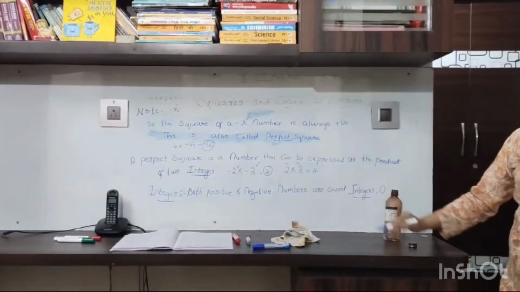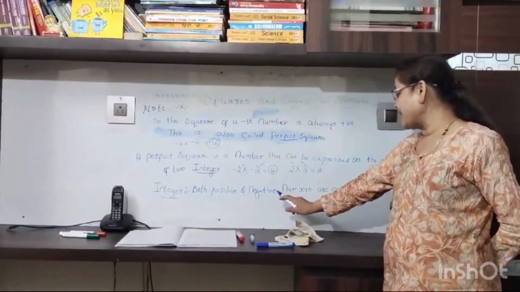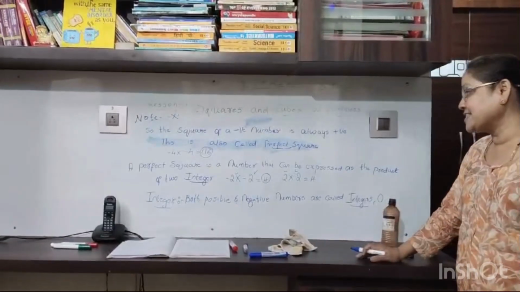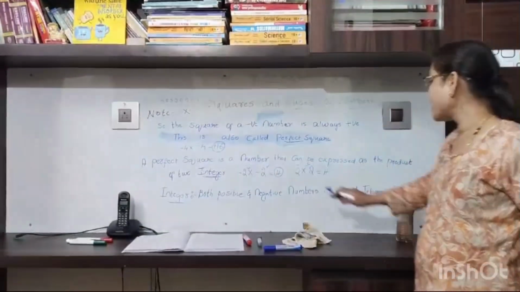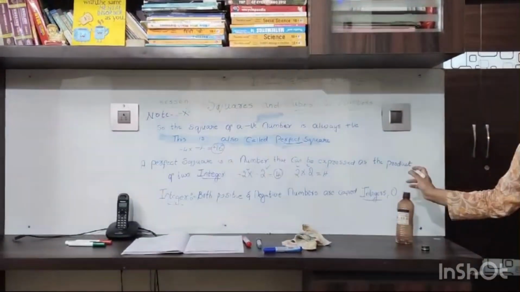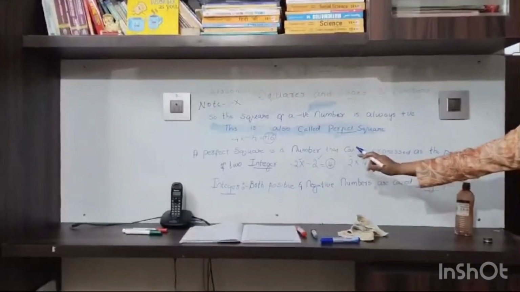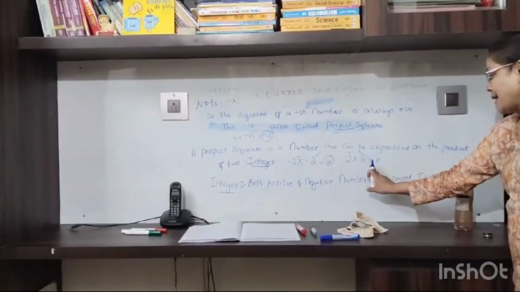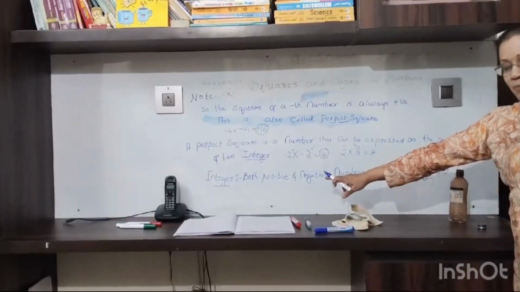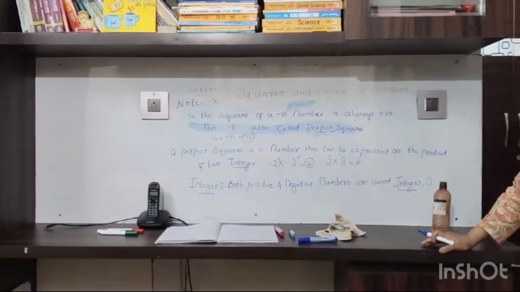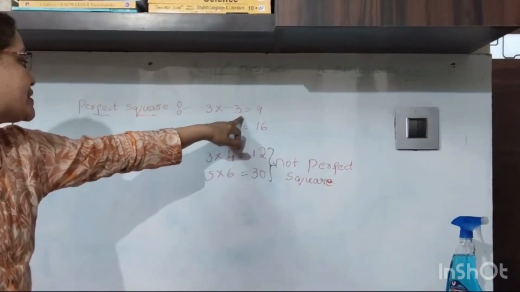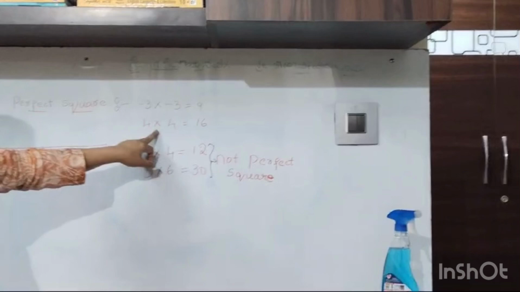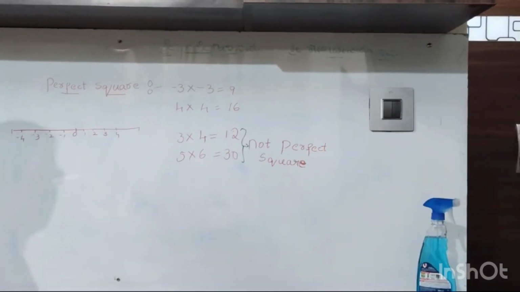Understood, guys? I repeat again. Both positive and negative numbers are called integers, including 0. So, I repeat again. A perfect square is a number that can be expressed as a product of two integers, minus and plus. Let us learn a few more examples on perfect squares. Minus 3 into minus 3 is equal to 9. 4 into 4 is equal to 16.